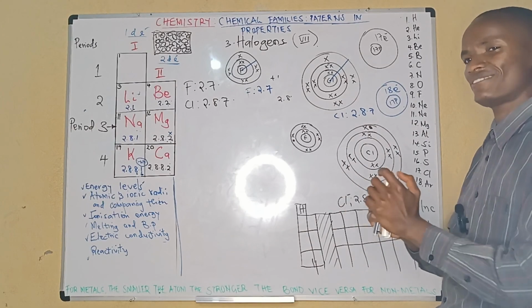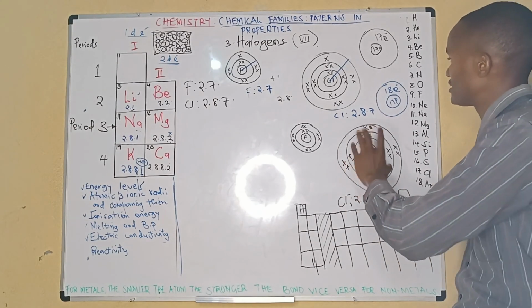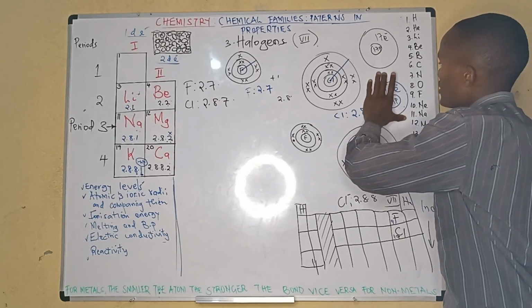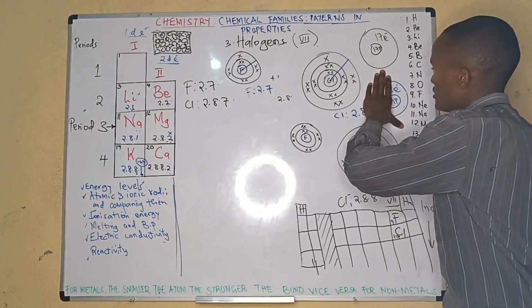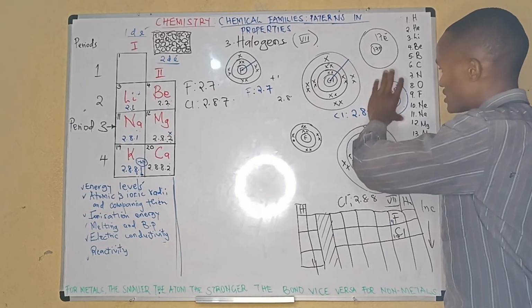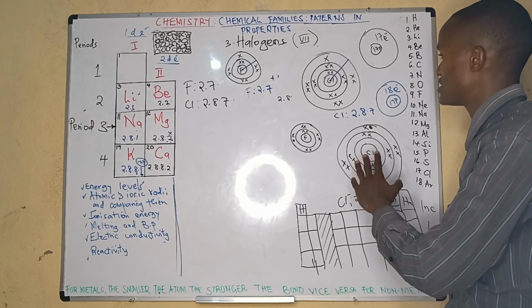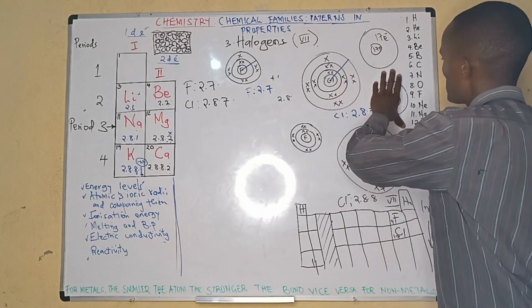It translates to the size of the ion increasing. The size of the ion increasing. So it will be a bit different to period 3, but the size of the ions increases.